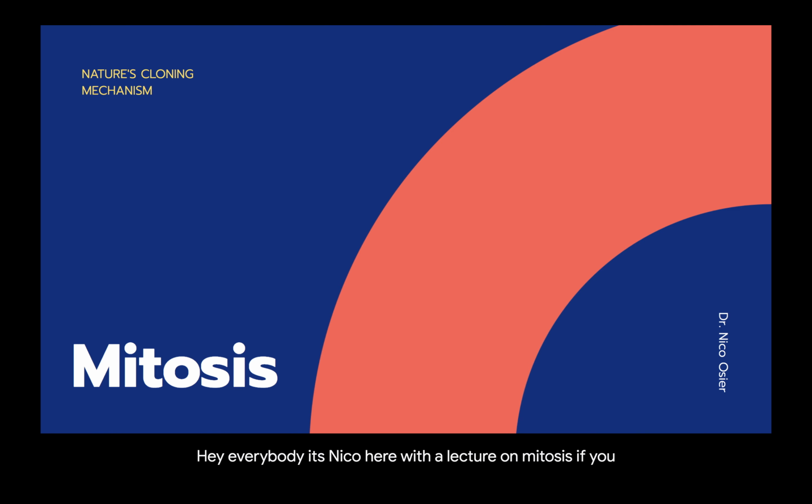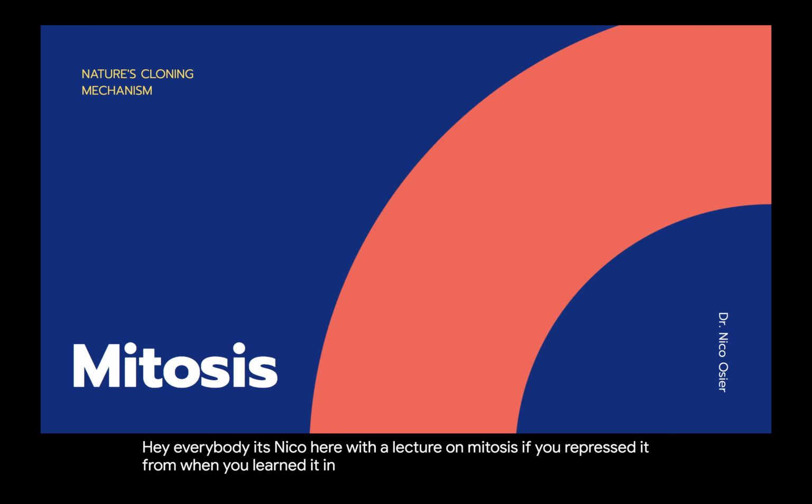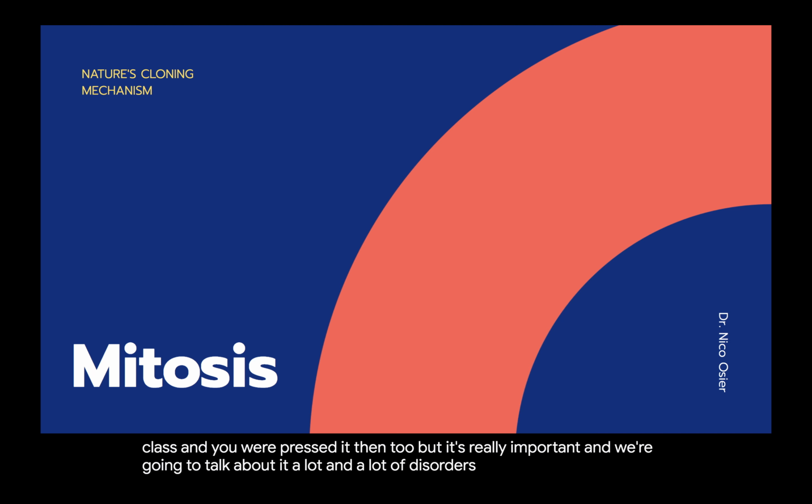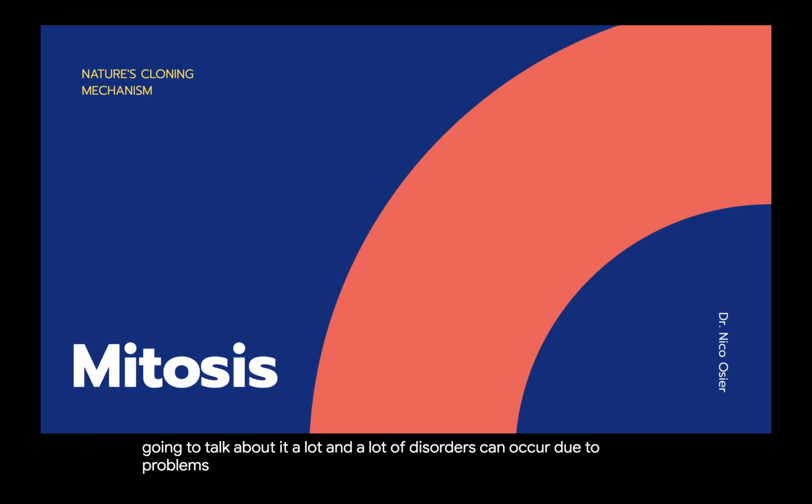If you repressed it from when you learned it in biology or biochemistry or chemistry or all of the above, that's understandable, or maybe you took another genetics class and you repressed it then too. But it's really important, and we're going to talk about it a lot, and a lot of disorders can occur due to problems that happen in mitosis.